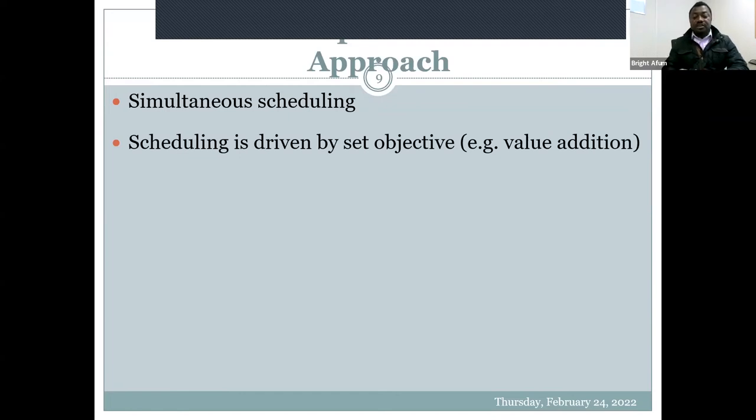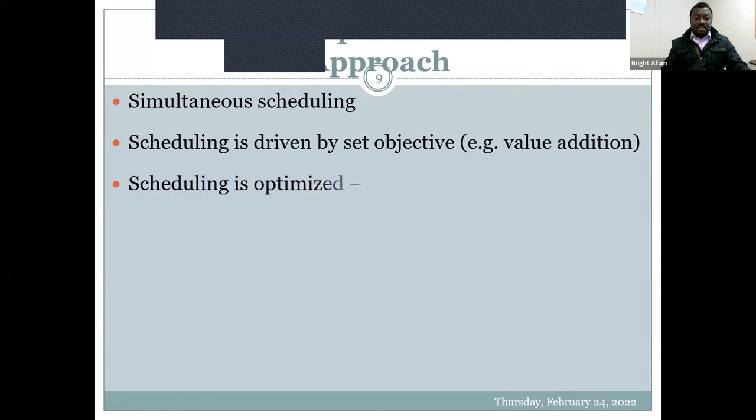So the scheduling is driven by a set objective. The mine planner could set the objective as value addition. Value addition could be increasing the net present value of the project, or increasing the life of mine based on several factors, or based on management call, we can have a set objective. So when you have that value driven by the set objective, then the schedule could be optimized. Now the optimization ensures that the biasness is reduced, or even there is no biasness.